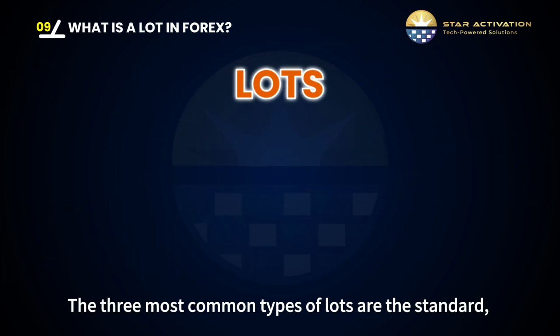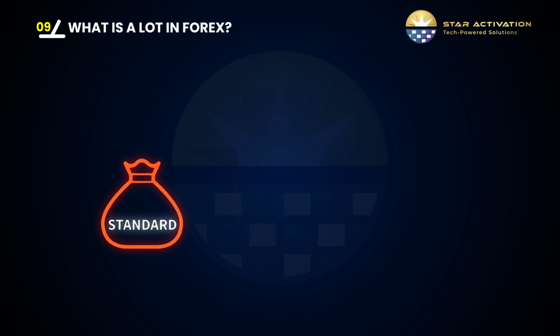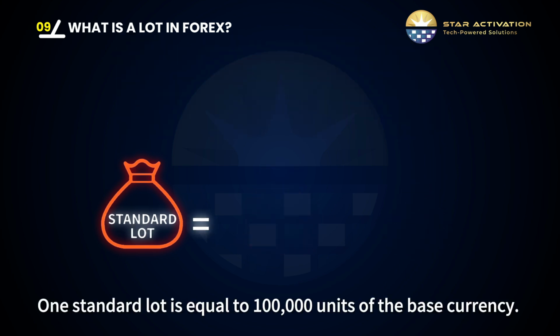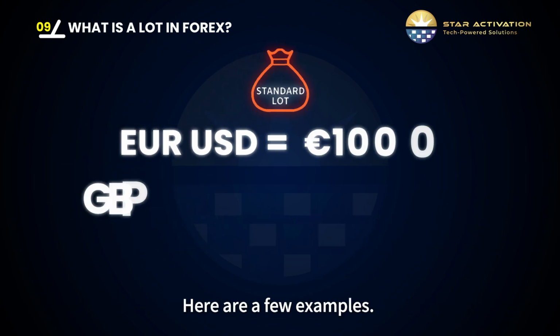The three most common types of lots are the standard, the mini, and the micro lot. One standard lot is equal to 100,000 units of the base currency. Here are a few examples.